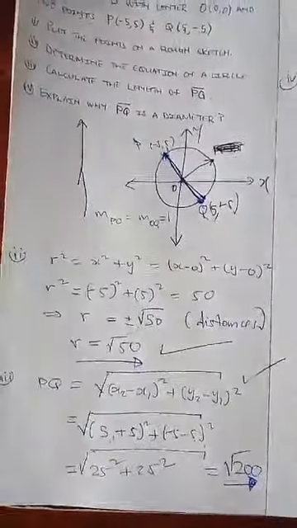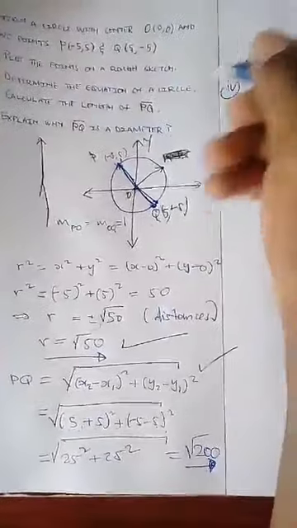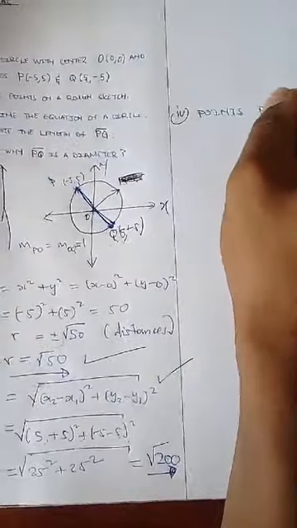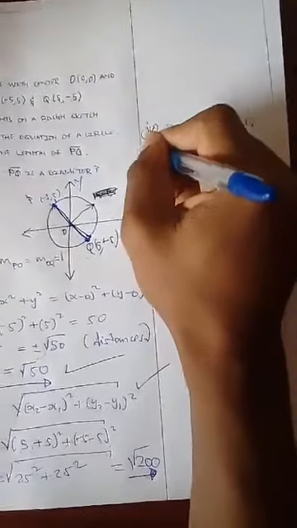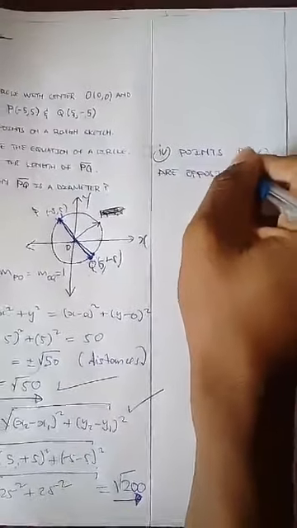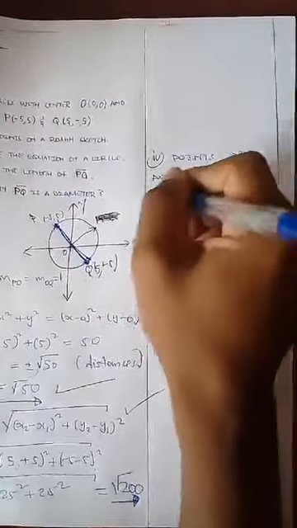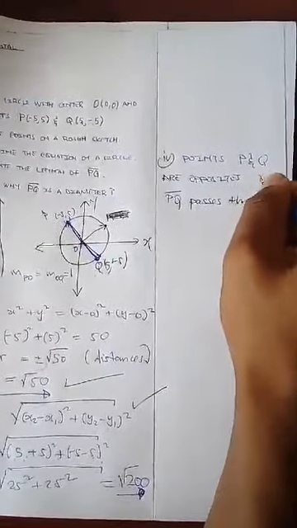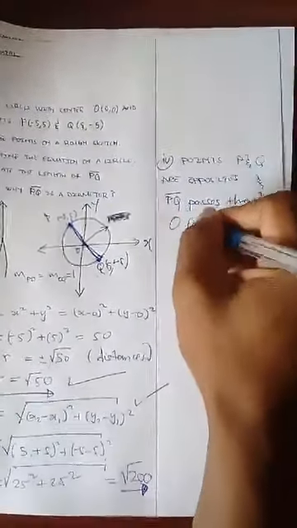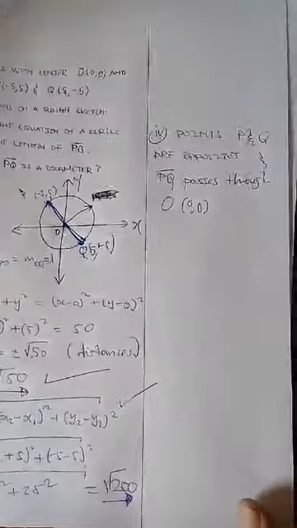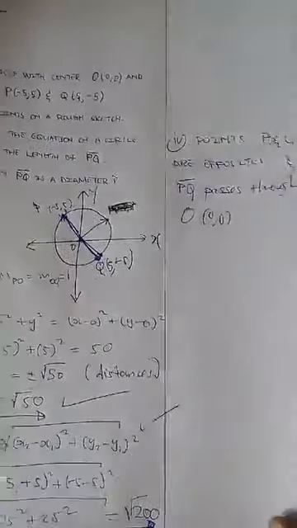So we move on. So what's the explanation of this being a diameter? Points P and Q are opposites, and that line segment PQ passes through O, the center origin. Okay? I hope you guys are following.